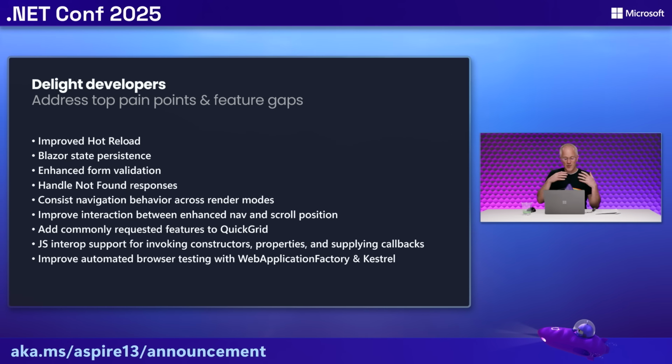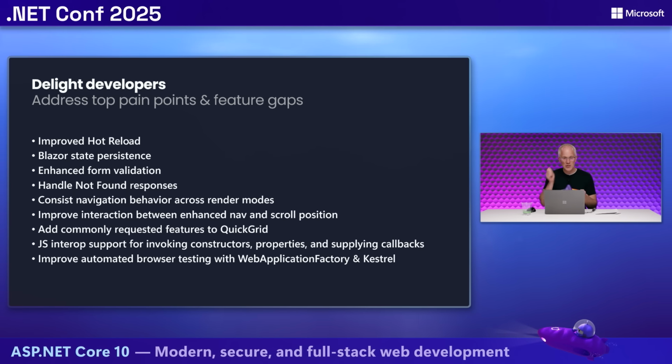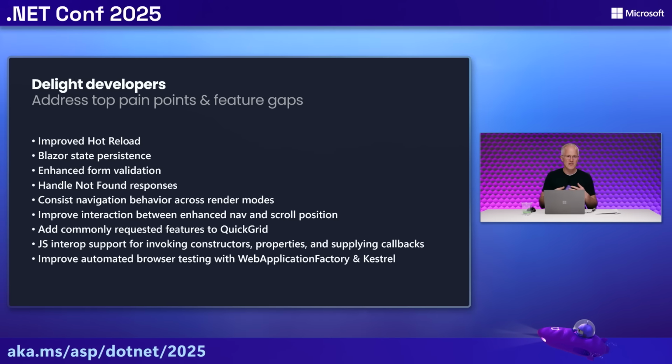We did a bunch of QuickGrid improvements so that you now get a bunch of top requested features like being able to add row classes and be able to control when column options are hidden or visible. We've smoothed out our JavaScript interop stories so it's easier to work with JavaScript properties, constructors, and callbacks. And we've made it easier to do automated browser testing of Blazor apps with Web Application Factory and Kestrel.